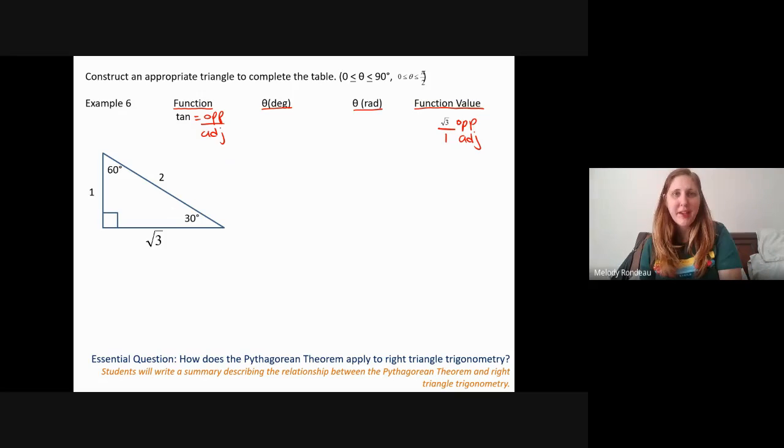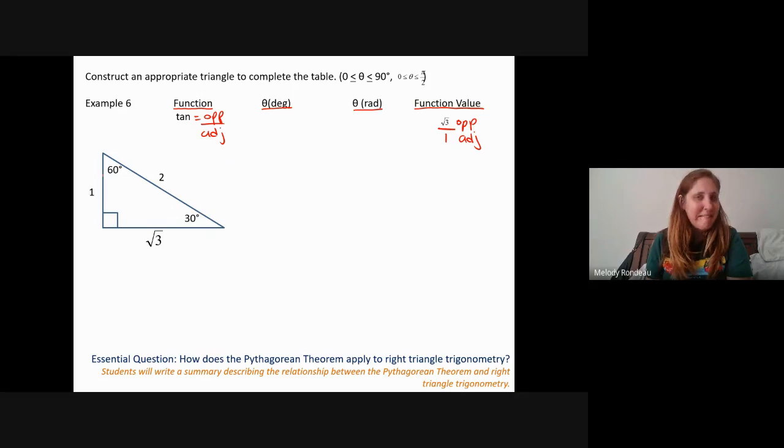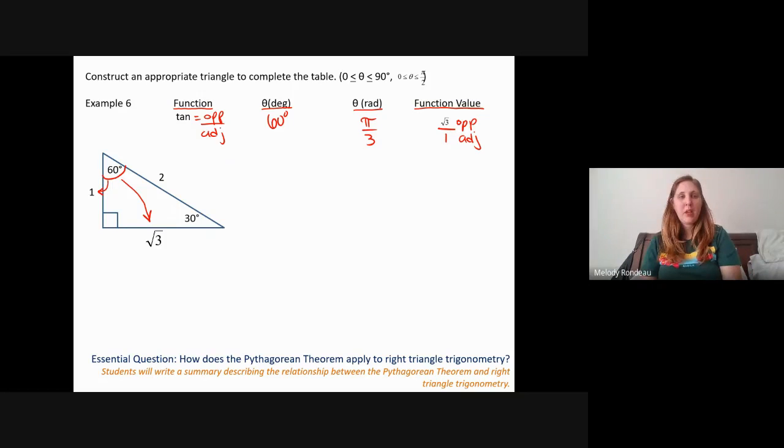Let's go with a brave soul again. Unmute. 60. It is going to be 60. Who was that? Casey. Thank you, Casey. Nice job. So from the 60, we have the opposite and we have the adjacent. Nicely done. That would be 60 degrees. And then once again, in radians, that's pi over 3. Any questions before we shift gears away from the table?